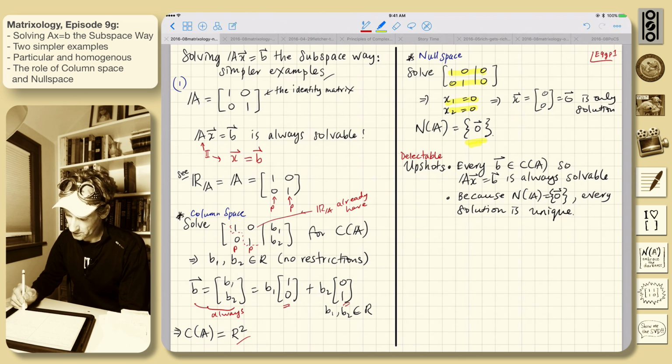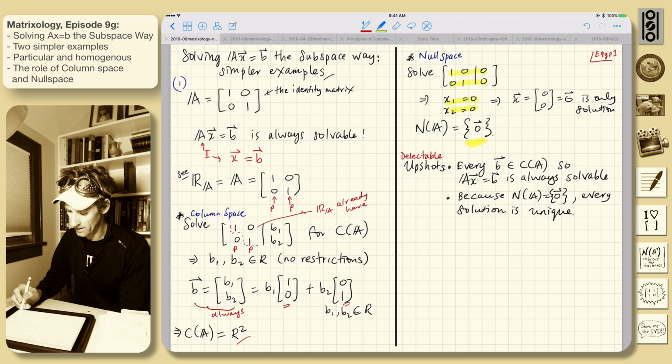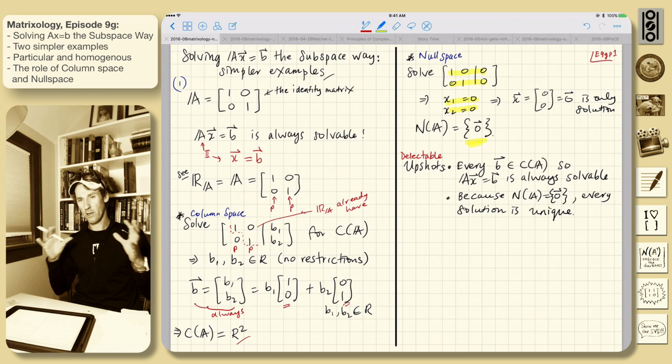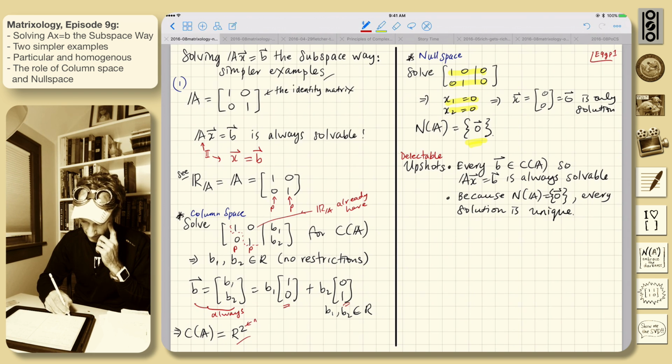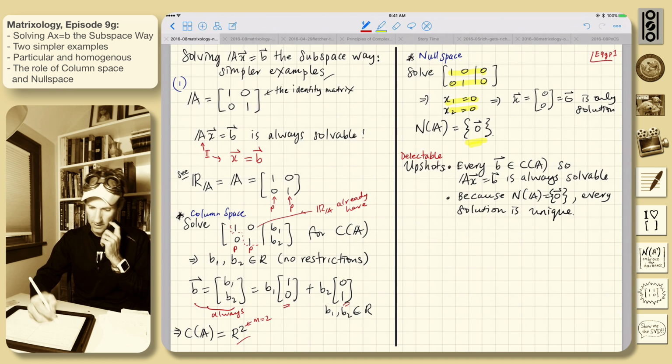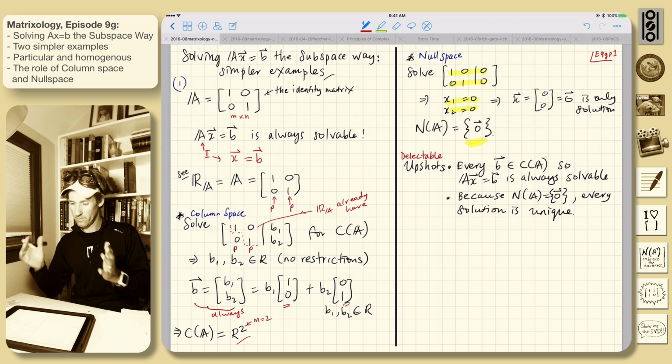So there are a couple of upshots to this, using the observations we've made so far. Because the column space of A is R2, it fills up all of R2. So in this case, this 2 here is M equals 2. This is an M by N matrix, square, so M and N are the same.